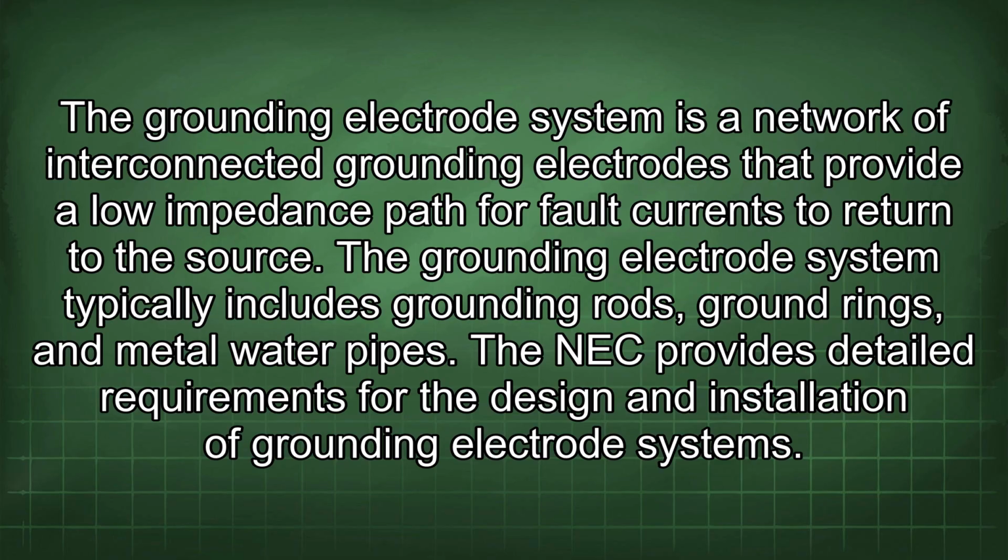The grounding electrode system is a network of interconnected grounding electrodes that provide a low impedance path for fault currents to return to the source. The grounding electrode system typically includes grounding rods, ground rings, and metal water pipes. The NEC provides detailed requirements for the design and installation of grounding electrode systems.